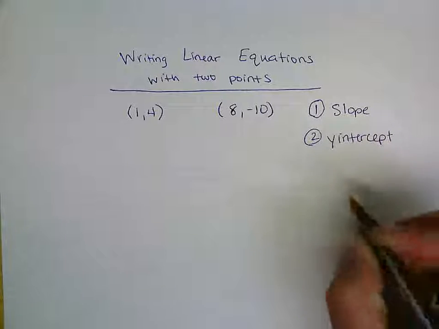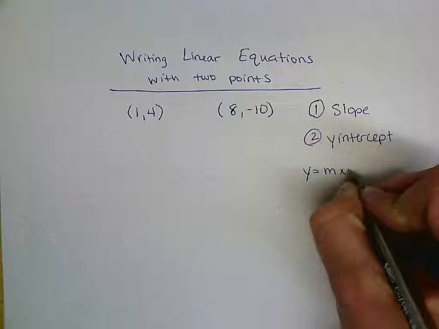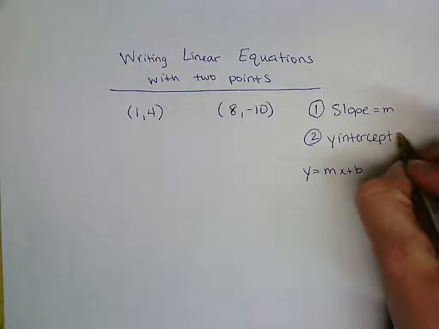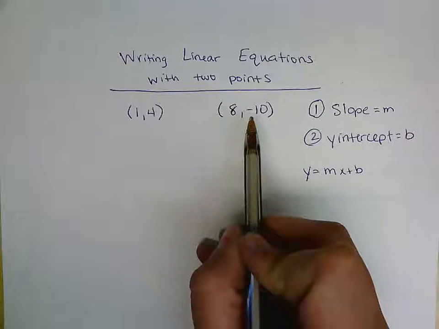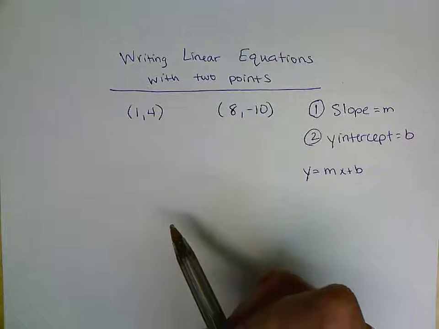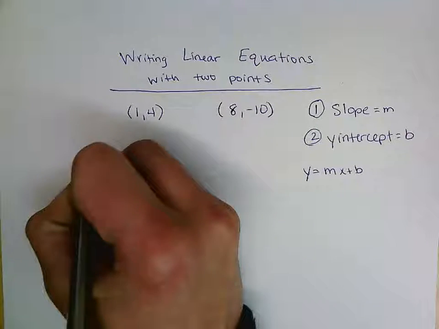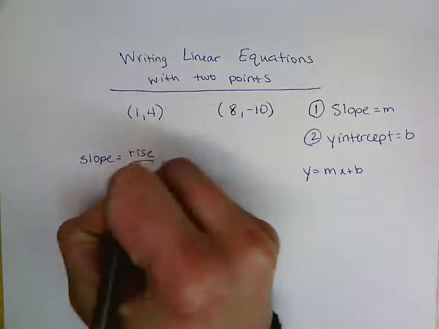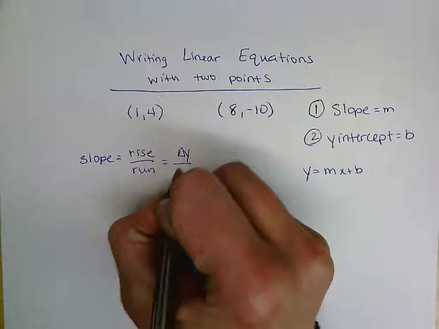It's also helpful to know the slope-intercept form of y equals mx plus b, where we've declared that m is the slope and b is the y-intercept. Looking at these 2 points though, we don't know the slope or the y-intercept, so we're going to have to solve for both. If we think back to the different definitions of slope that we have, one definition we talked about was slope was rise over run. We also said this could be written as the change in y over the change in x.